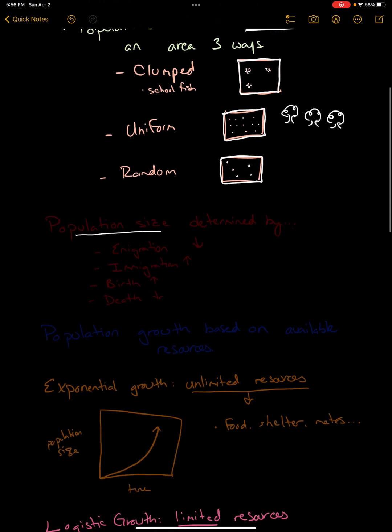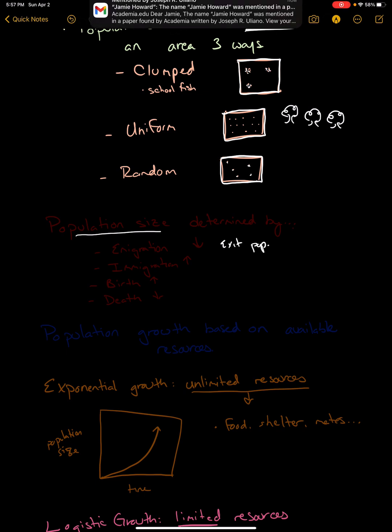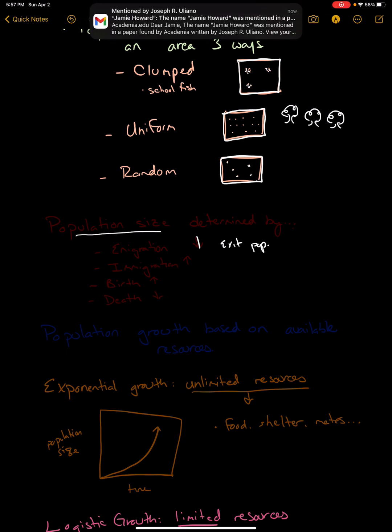Now, when we talk about populations, once we've figured out their dispersion and their density, we can look at population size. So population size actually has 4 factors to it. We have emigration with an E. Don't forget, emigration with an E means when you exit a population. And if you exit a population, then your population is going to go down, right?